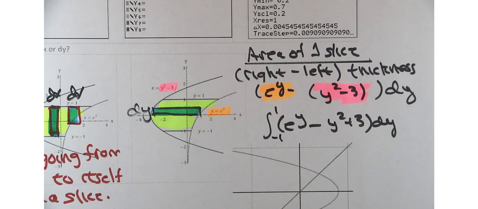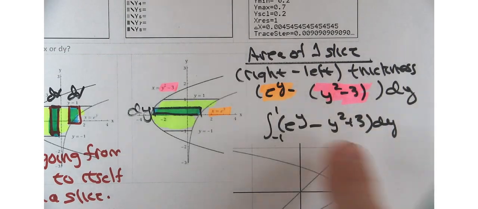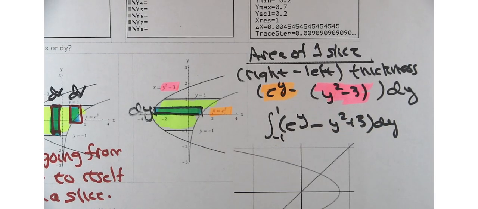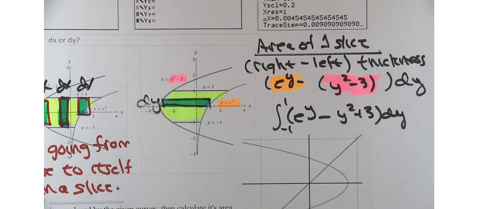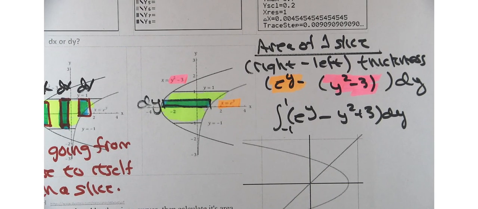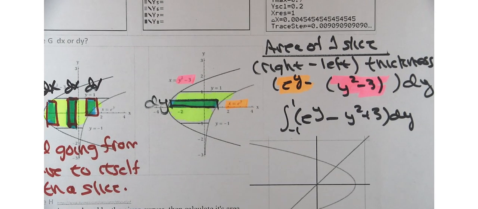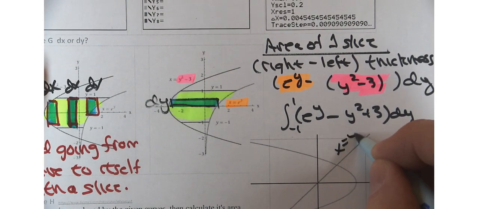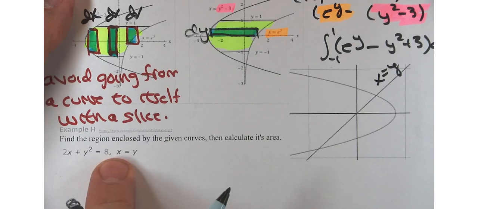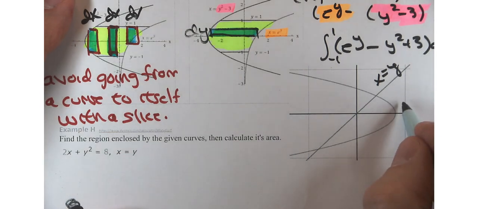All right. The rest of this you can finish up as needed. I do want to do one last one here, to give you a chance to try and set one up on your own. Our two functions here are x equals y and 2x plus y squared equals 8.